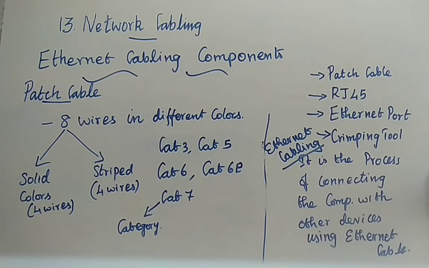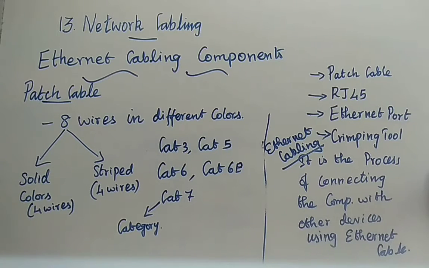The Ethernet cables are normally manufactured in several industrial standards. Based upon those standards, they are categorized as Category 3, Category 5, Category 6, Category 6E, and Category 7. It is not the last version, it is the latest version. So why is there a latest version? The first version will have some drawbacks that will be rectified in the next one. Similarly, it keeps going on. So now you have Category 7. This is your latest version.